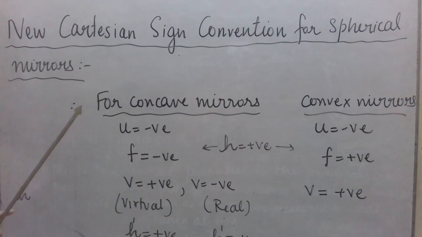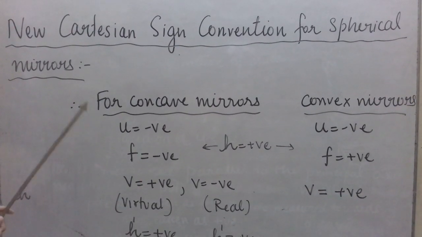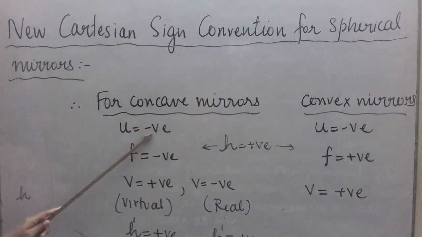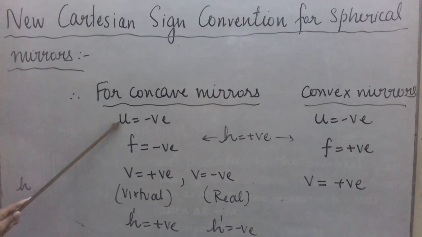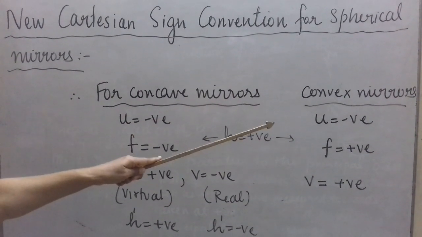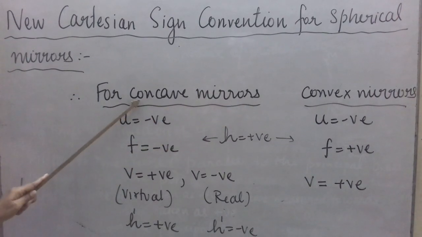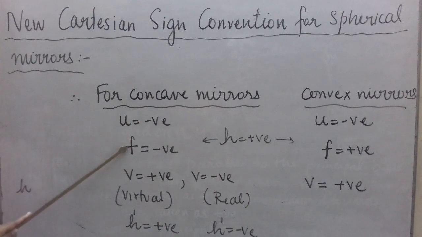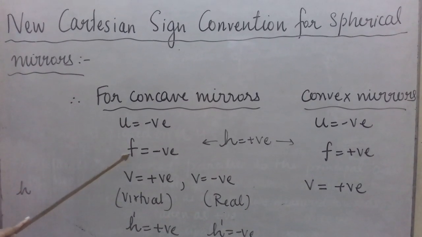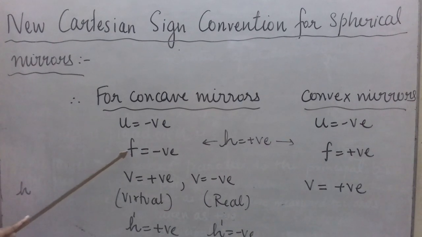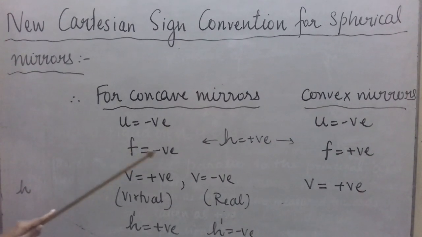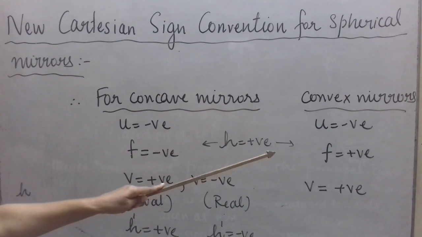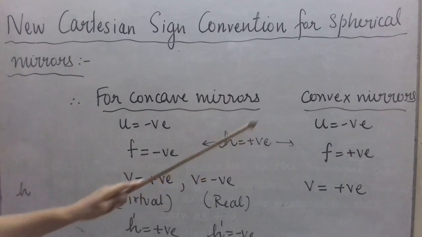If you have understood the sign convention, we can say that for concave mirrors, u is always negative because object is always placed on the left hand side. And even for convex mirror, u is negative. It is negative in both the cases. In fact, for all the mirrors, it is negative. Now, the focus of a concave mirror lies in front of it, towards the left hand side of pole. So focal length is negative for concave mirror. And for convex mirror, since the focus lies on the right hand side, focal length is positive.